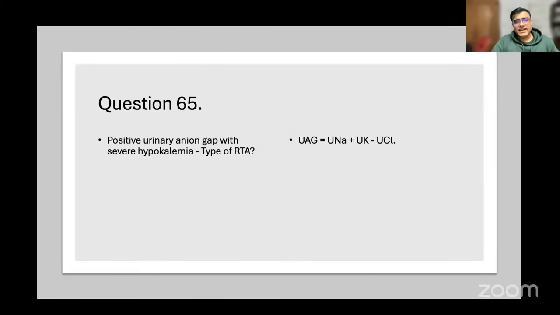Positive urinary anion gap with severe hypokalemia, type of RTA. So urine anion gap is sodium plus potassium minus chloride.